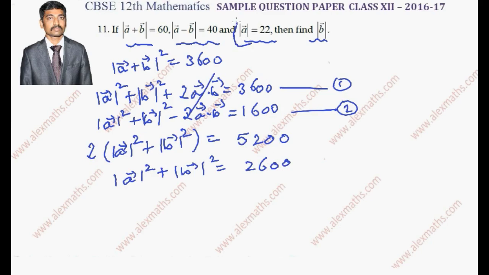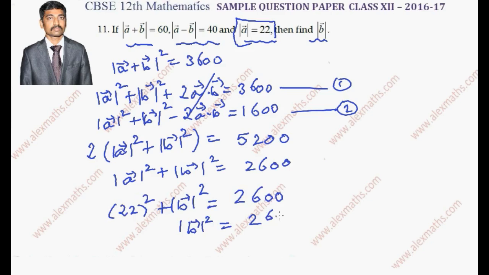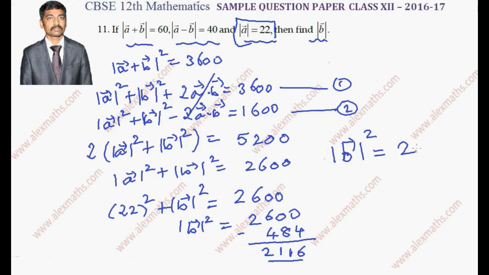And mod a value is given as 22 here. So 22 whole square, which is 484, plus mod b square equal to 2600. So mod b square value is 2600 minus 484. After subtraction, we get 2116. So mod b square is 2116. By taking the square root, we get 46.